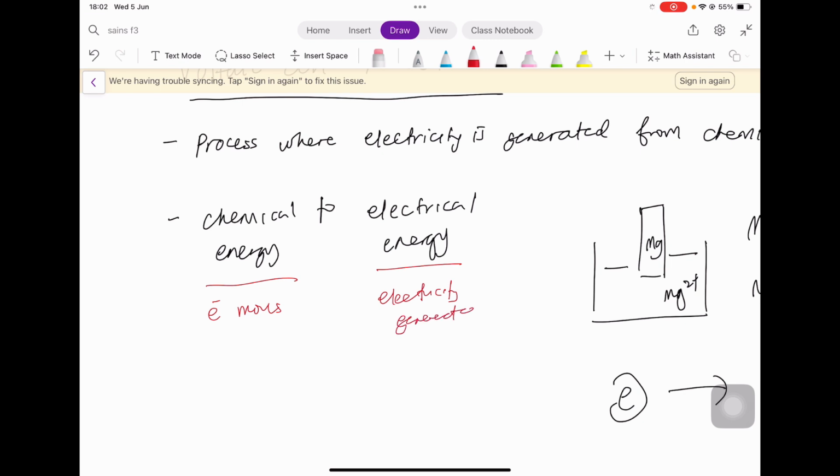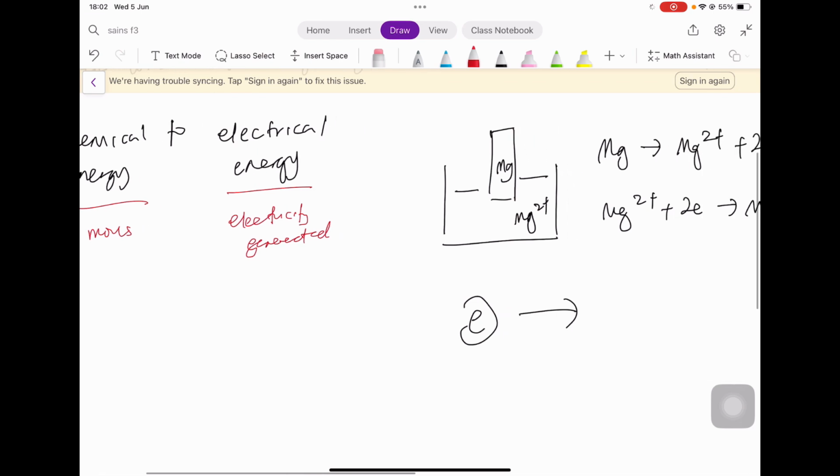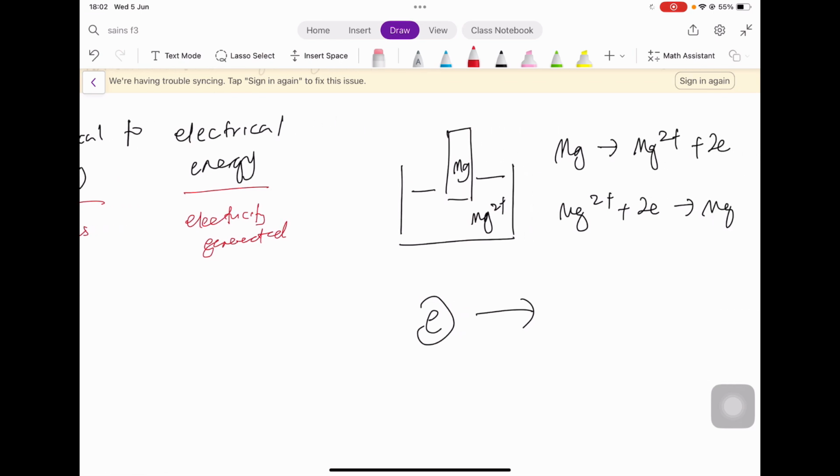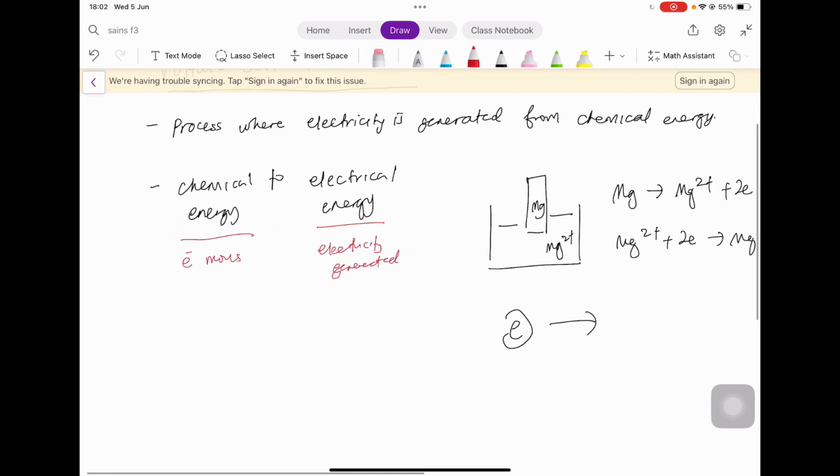Okay, so for SPM, you just have to focus on metal half cell only. Inilah metal half cell, the magnesium and magnesium ion. Contoh lah, if zinc, it is zinc ion. Okay, so next thing you need to know is there are two types of voltaic cell. Dua jenis sel kimia.